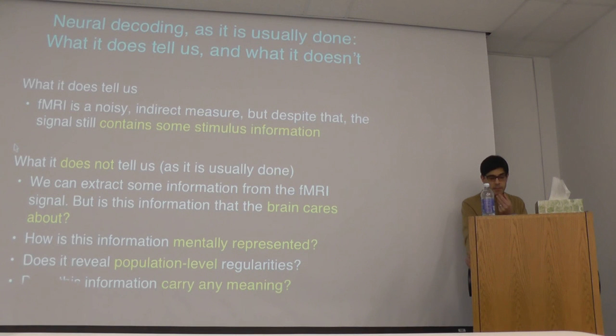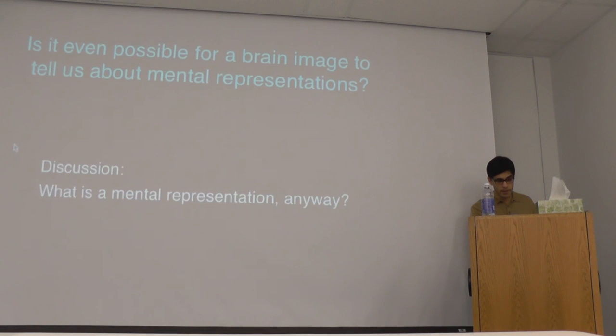What does it mean for something to be mentally represented? And for information to carry meaning, what does that actually mean? So this is going to get almost kind of philosophical for a little bit, but I think this is actually important to think about. So is it even possible for brain imaging to tell us about mental representations? And what is a mental representation anyway?